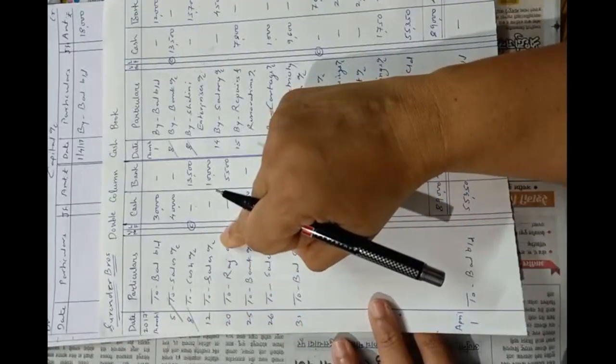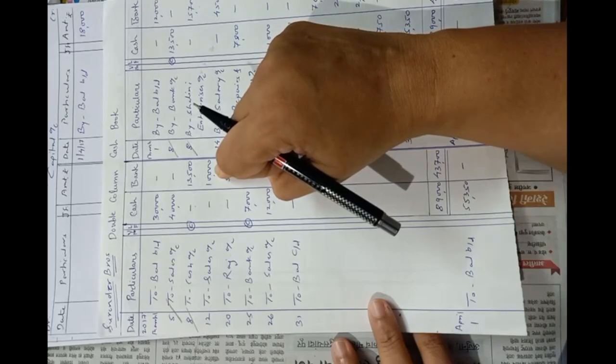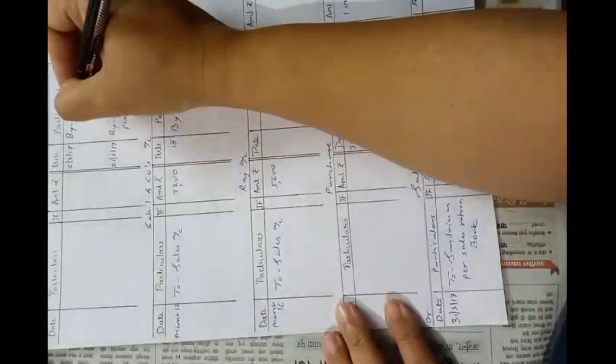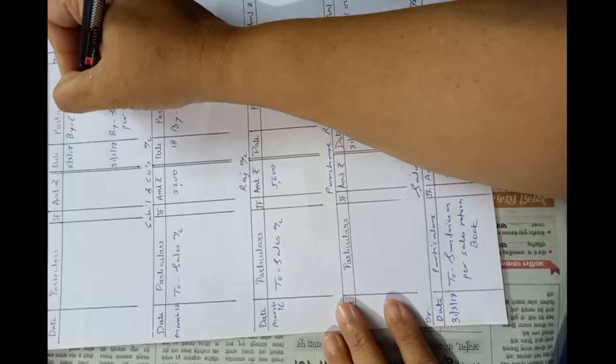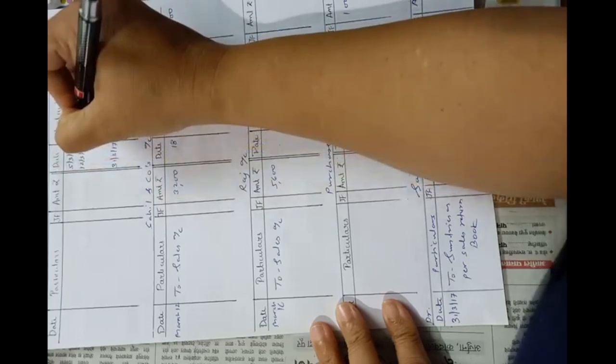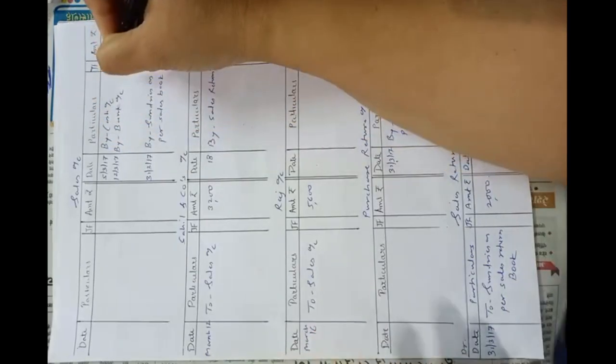Now 12th March sales, entry of sales, amount in bank column means in bank account, debit side of bank account to sales account. So credit side of sales account by bank account, on 12th March, by bank account and amount is 10,000. Okay.